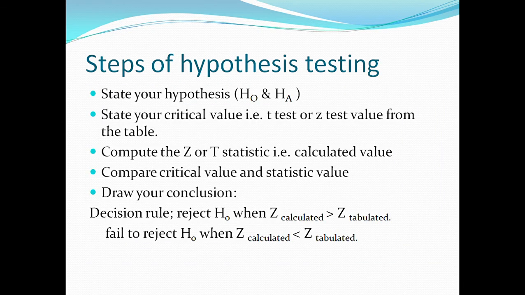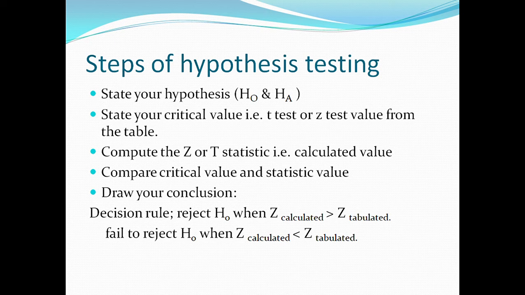There are different steps to solving hypothesis questions, and the first is to state your hypothesis. You have your null hypothesis and your alternative hypothesis. The next is to state your critical value. Your critical value depends on what type of test, if it's a t-test or a z-test. However, the t-test is usually used when your sample size is less than 30, and the z-test is mostly used when your sample size is more than 30.